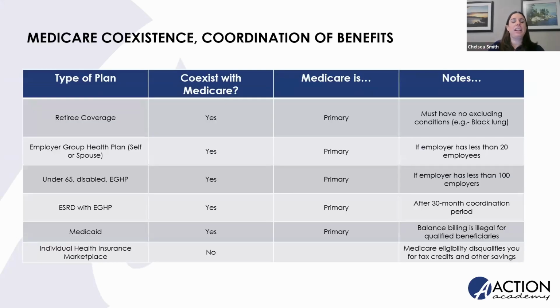And then our last one is the coexistence and coordination of benefits chart. For those of us who might have some beneficiaries who keep their group health plan, or are dual enrolled with retiree coverage and Medicare, or maybe Medicaid and Medicare, or something like that, if you need to know those things, this would be the place to gather that information.